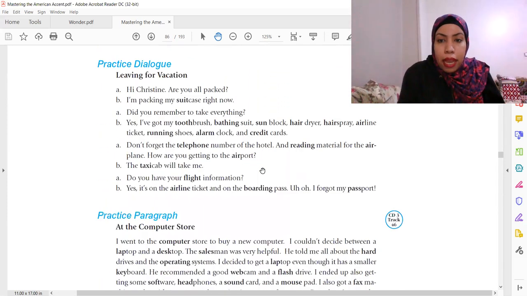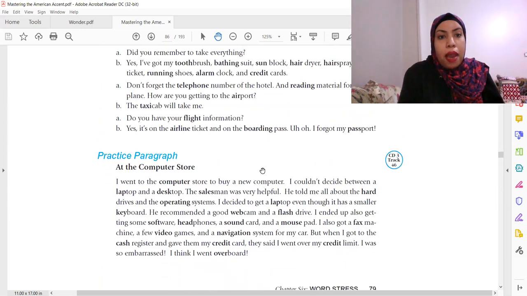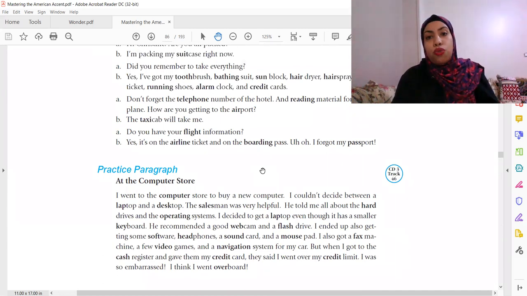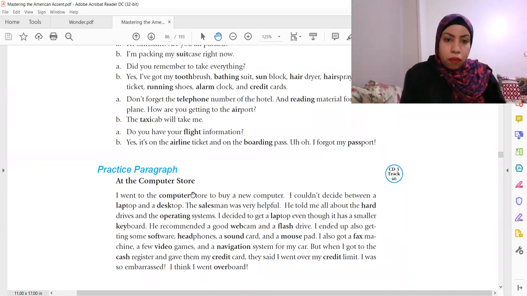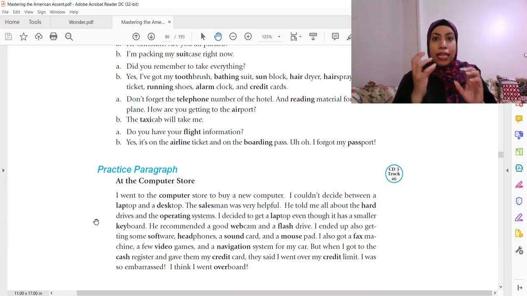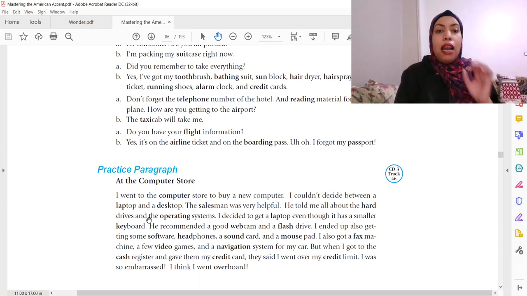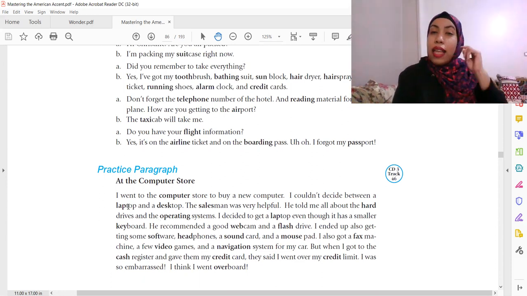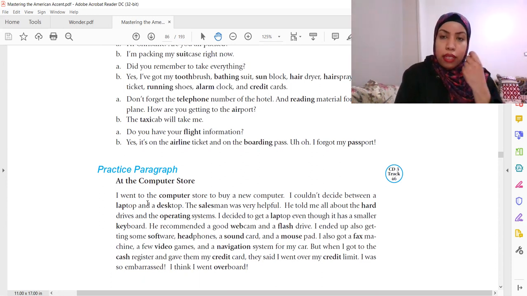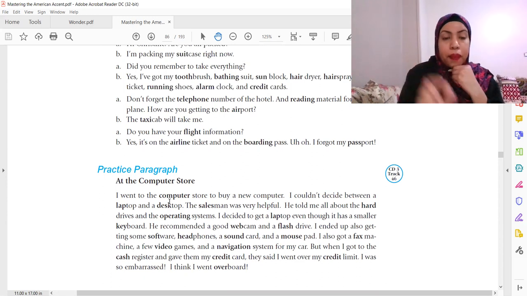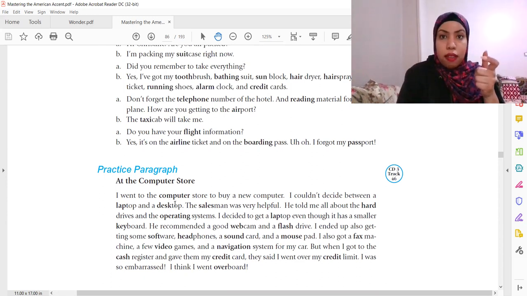Very nice. Okay, I want to go for the paragraph at the computer store. Here he's put several compound nouns in this paragraph, and then marked the words or the nouns that you're going to stress in bold black. So I want you to listen very carefully and notice that the parts in bold black are the stressed words. Okay, this is track 46.